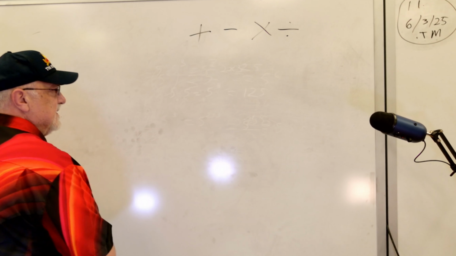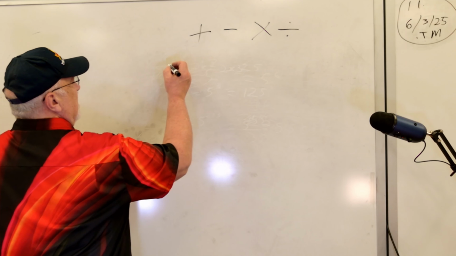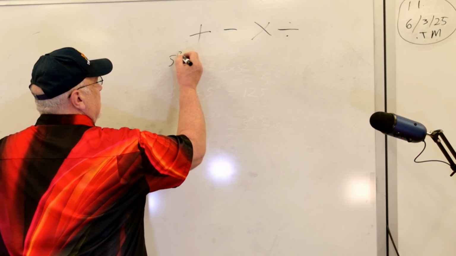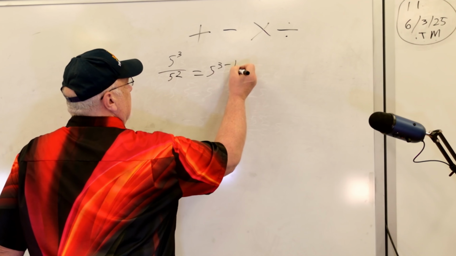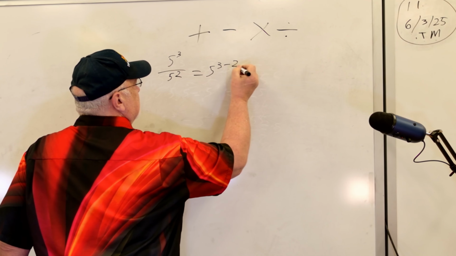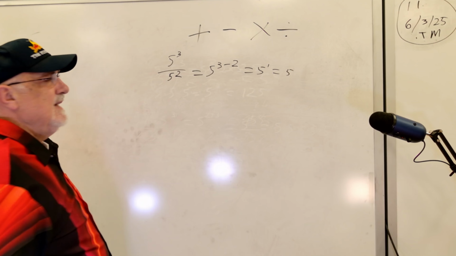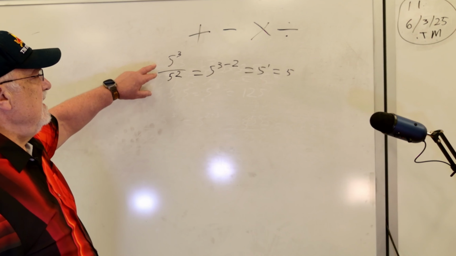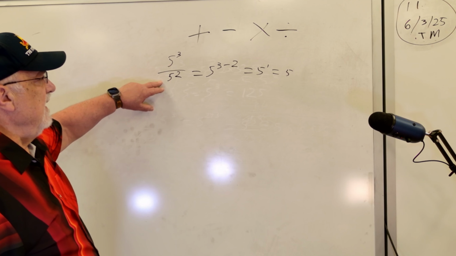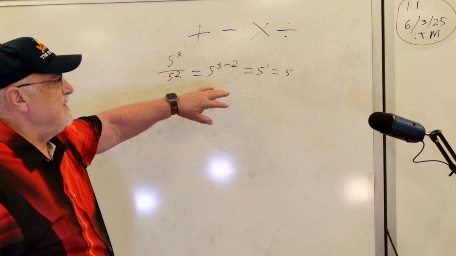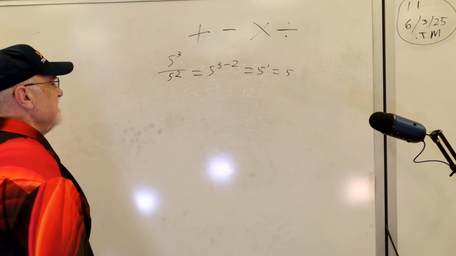Another thing that you have to understand about exponents is if you have 5 cubed over 5 squared, that equals 5 to the 3 minus 2, equals 5 to the 1st, which is just plain old 5. And that's how that works. So whenever it's divided, 5 cubed divided by 5 squared is equal to 5 to the 3 minus 2, which is 5 to the 1st, or 5. How in the world does that work? Does that make any sense?